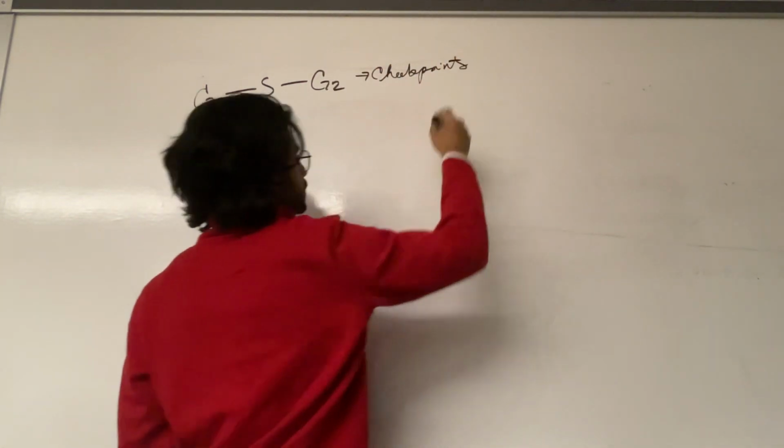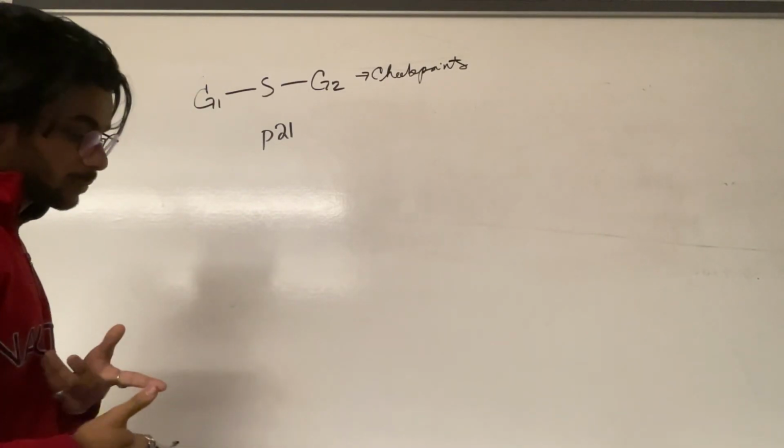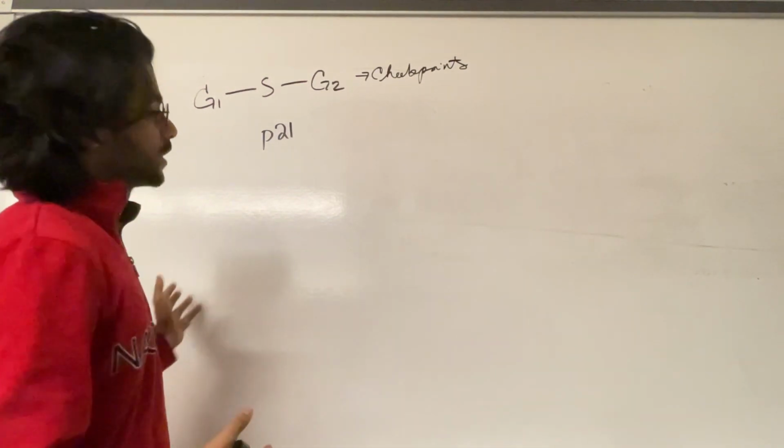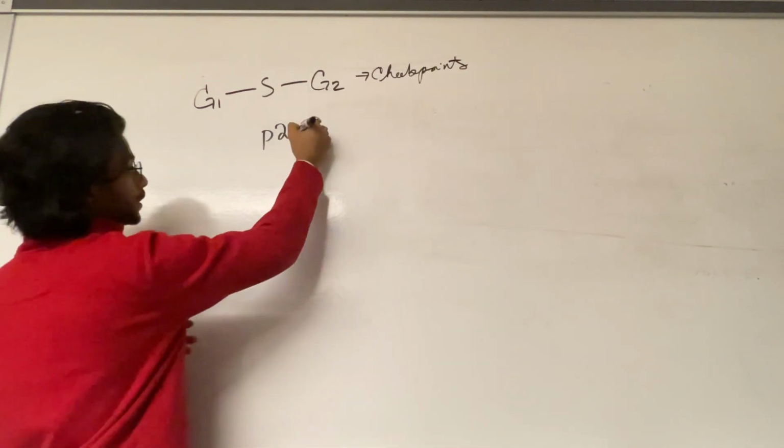And in these checkpoints, the body and the cells check for a favorable environment and for cell damage and make sure that all conditions are favorable in order to continue along the cell cycle. So sort of where p21 gets involved.